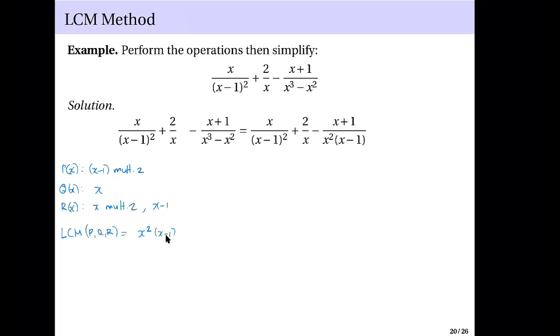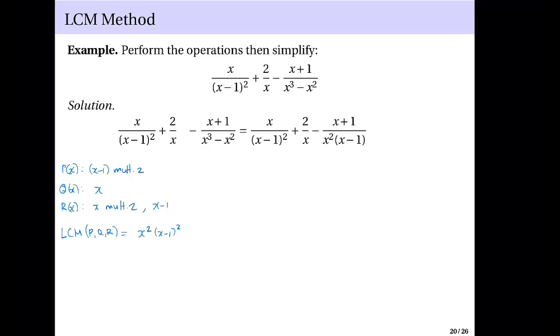And then for the x minus 1, we have power 2 in here, so multiplicity 2. Here we just have power 1. So we use power 2. So this will be the LCD: x squared times (x minus 1) squared.